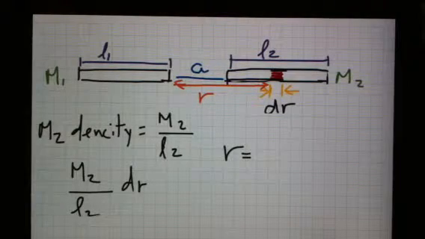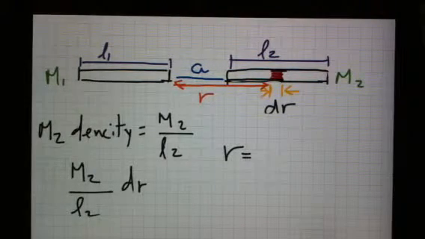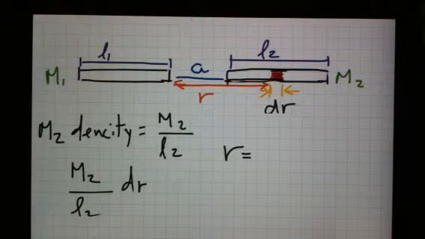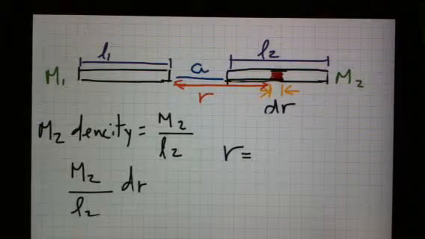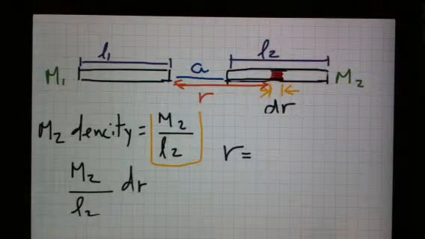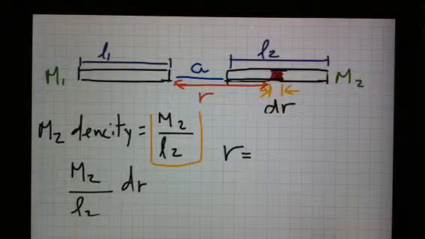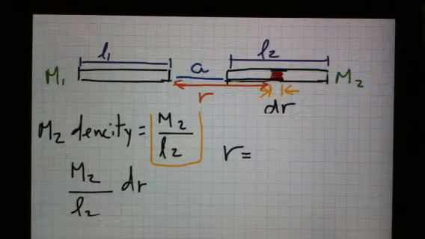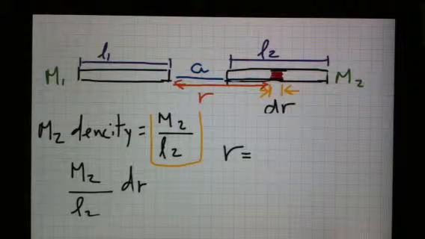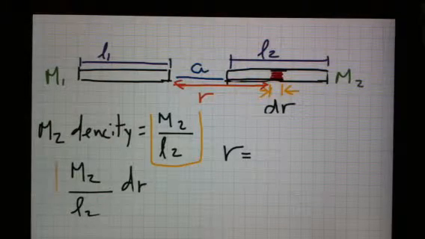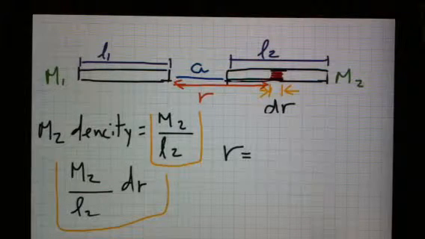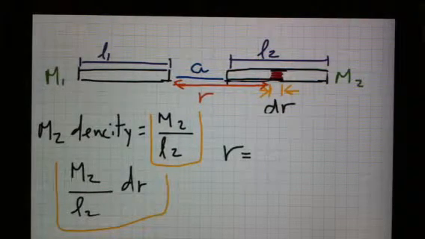We are going to split the second rod into small slices of length dr. The density of the second rod can be stated as m2 divided by L2, mass divided by length. So we can say that each slice of rod number 2 can be stated as mass divided by L dr.